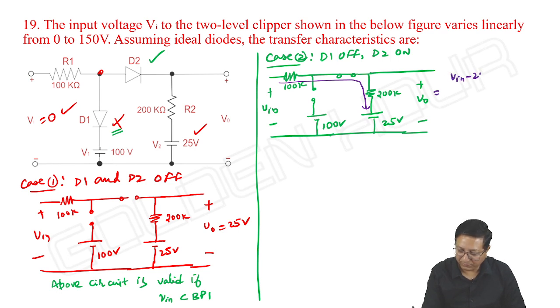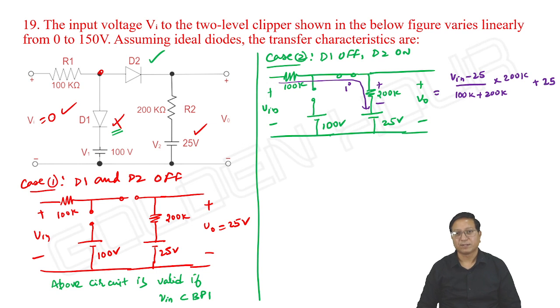It is (V input minus 25) divided by (100K plus 200K). That is the current I can write. That is multiplied with 200K. That gives the voltage across this 200K, to which I need to add 25 volts. That gives us the total output voltage. How much is it? It is 2 by 3 V input minus 50 by 3 plus 25, which is ultimately plus 25 by 3 we get.